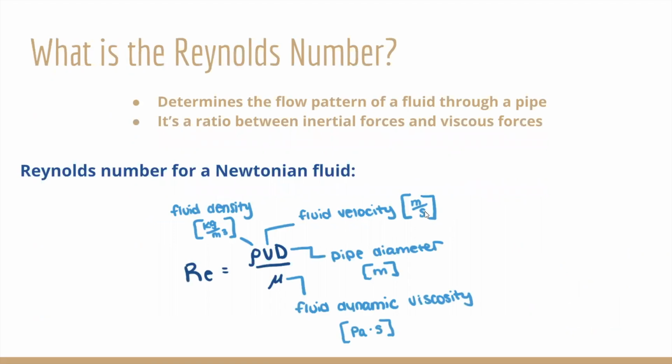So to determine the regime of flow in which the fluid is flowing, we need to calculate the Reynolds number for the fluid. In this formula, rho stands for the fluid density, v stands for fluid velocity, d stands for pipe diameter, and mu stands for the fluid dynamic viscosity. There are different ranges of the Reynolds numbers, which determines the different regimes of flow.